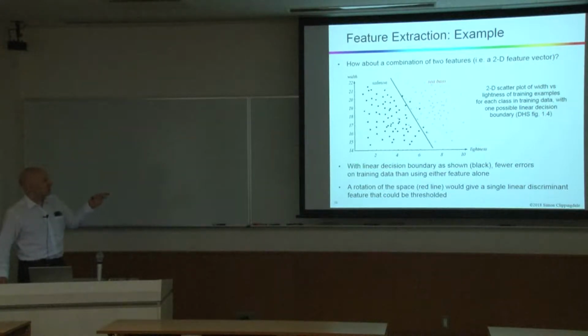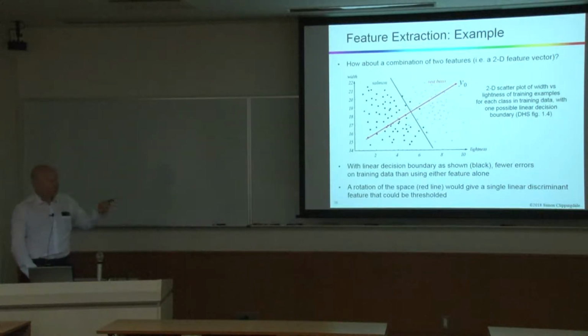So with this linear decision boundary, we could say, well, anything that falls that side, we're going to call a sea bass. Anything that falls this side, we're going to call salmon. And by just rotating that whole space so that this axis becomes horizontal, that gives us effectively a single coordinate by which we could do this.